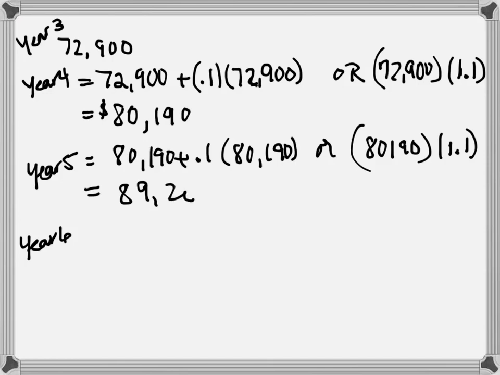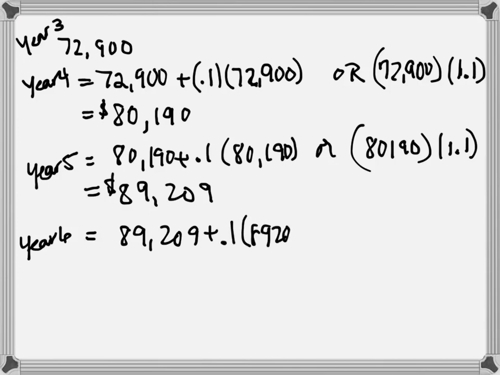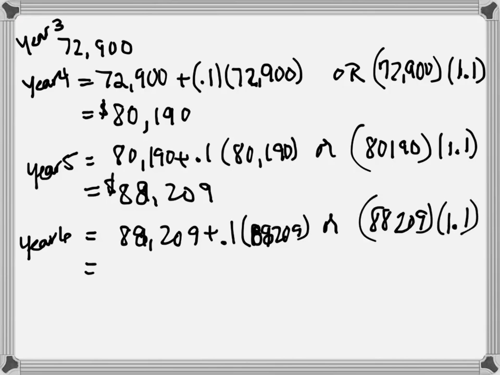Look good? And then we could do the same thing again for year 6, 89,209 plus 0.1 of that value. It's 88,209, yeah. Okay, thank you. Or we can take the 88,209 times 1.1. 97,029.9. So 97,029 and 90 cents, that's okay. I mean, that's an awkward house price, obviously, but in terms of the computational ability, we can do that.